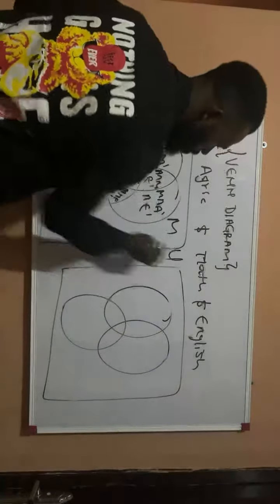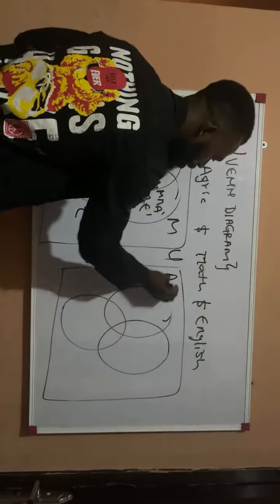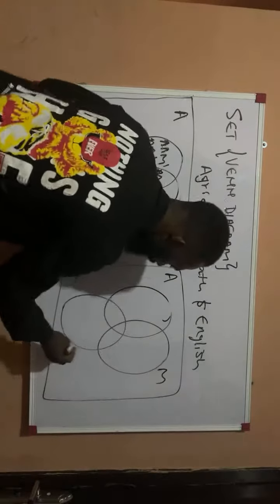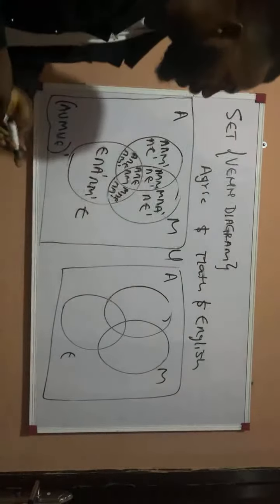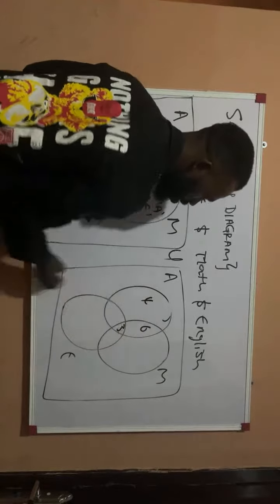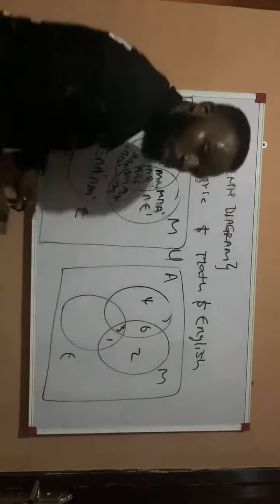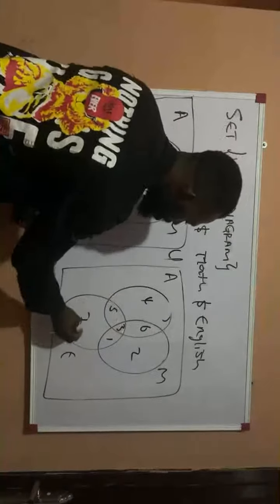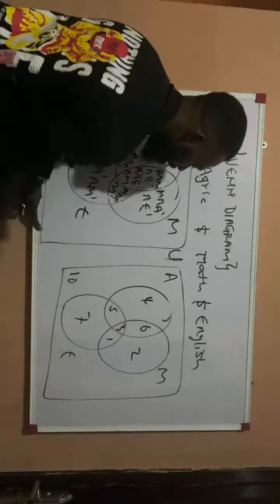This is a circle, this is another circle, and this is another circle. Okay, and then we have something like this. We say this is our Greek, and this is mathematics, and this is English. And then we say here is 4, this is 6, this is 3, this is 2, this is 1, this is 5, and this is 7. And then we have 10. And then this is our universal set.